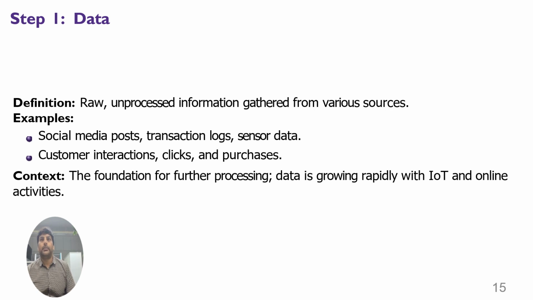In this slide, we will discuss data. Data is raw, unprocessed information gathered from various sources. As we learned in the previous slide, data is always a raw material that is not processed, so processing is required. Examples are social media posts, transaction logs, census data, and customer interactions, clicks, and purchases.